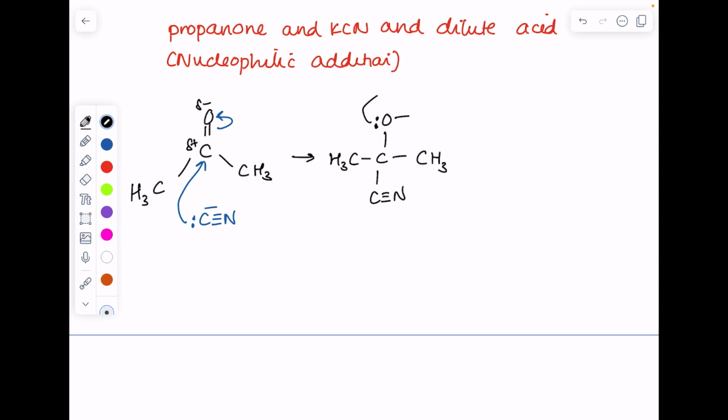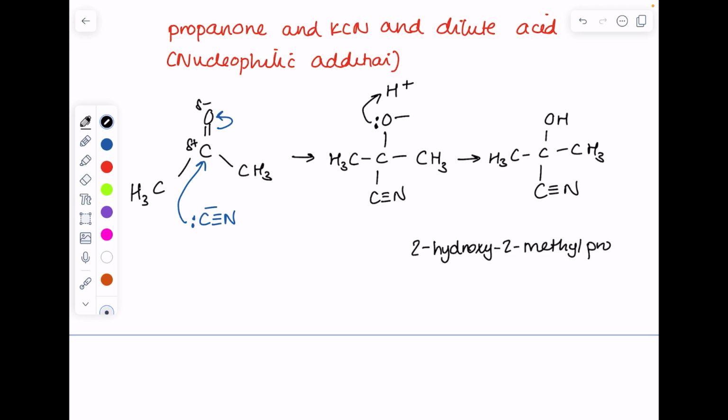The oxygen gains a lone pair and attacks the dilute acid's H+ ion. So we'll end up with a hydroxyl functional group up here. Let's name it. This bit represents nitrile. This is a methyl group on the second carbon. This is a hydroxyl group on the second carbon. So to name, it is 2-hydroxy, 2-methyl, propane, nitrile. And there's that all-important E again.